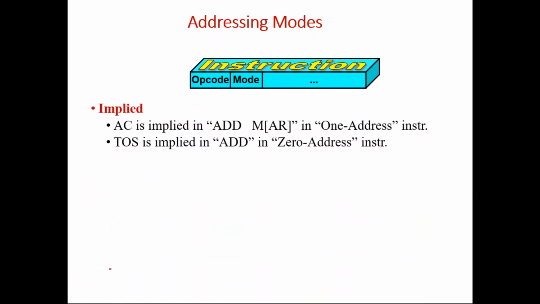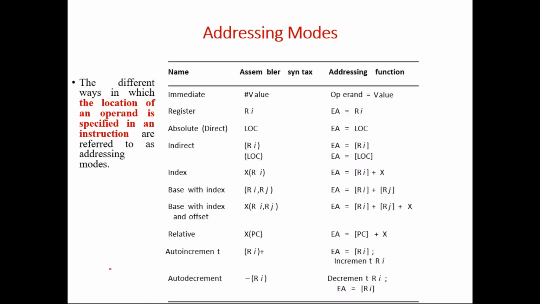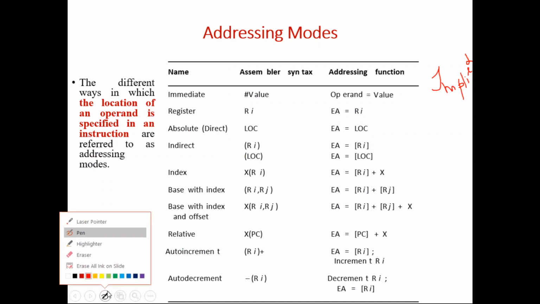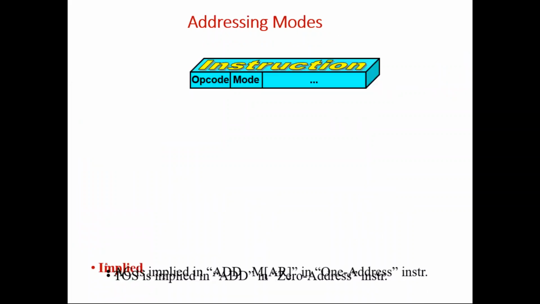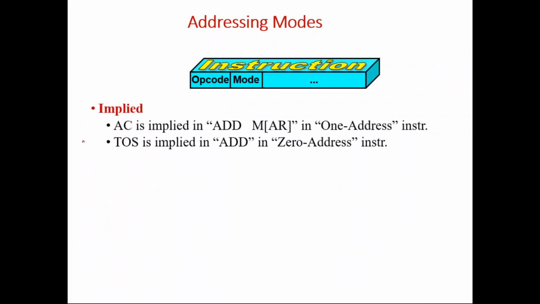So let us start. In the table there is one addressing mode which is missing, which is called implied addressing mode. First we will discuss what implied addressing mode is. After that we will discuss all the other addressing modes. We may not strictly follow this order, but more or less we'll follow the table order. So the first thing we'll be discussing is implied addressing mode.